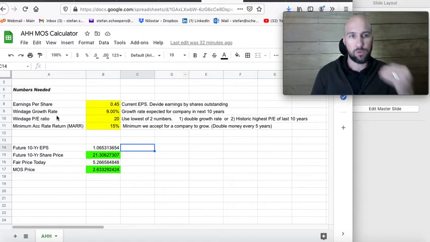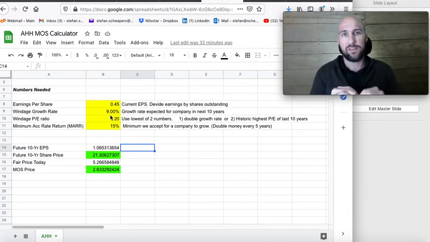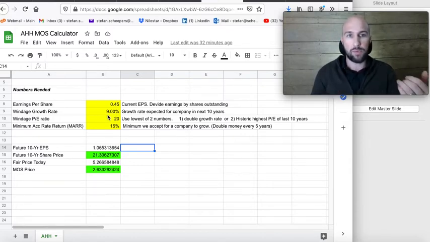And then the growth rate is the growth rate that it had for the last 10 years and how much you think the next 10 years will have. It's not a scientific number. It is a number that you have to feel. And the more you learn about companies, the more you read, the more you will understand about that company. But I used 9%. I think it's relatively conservative.